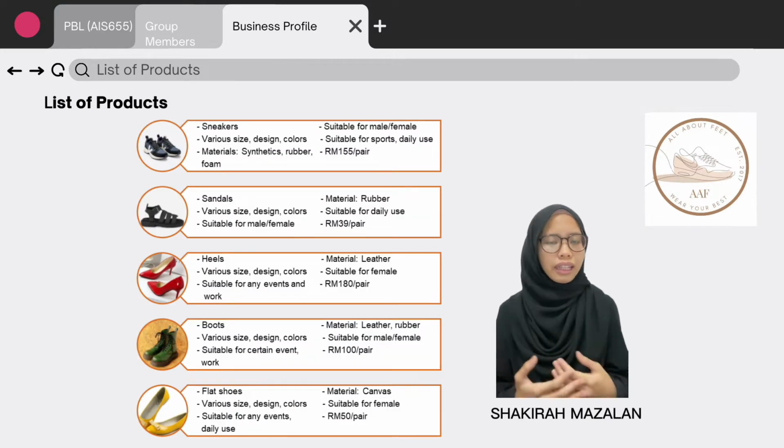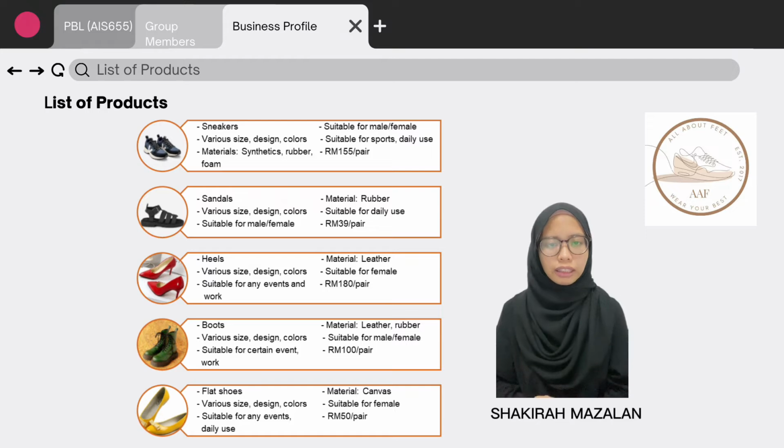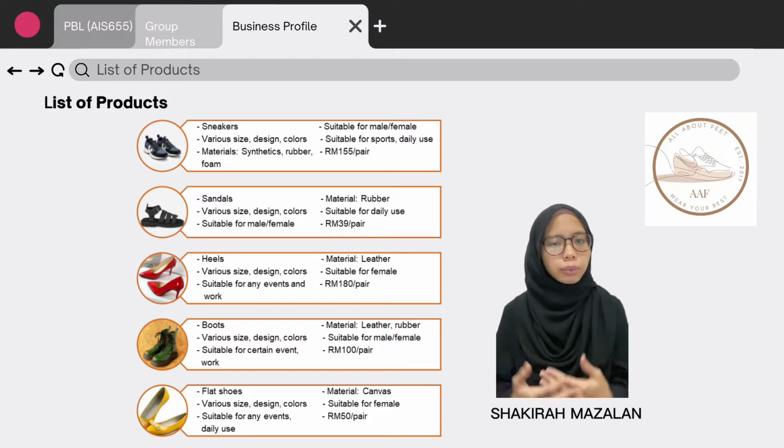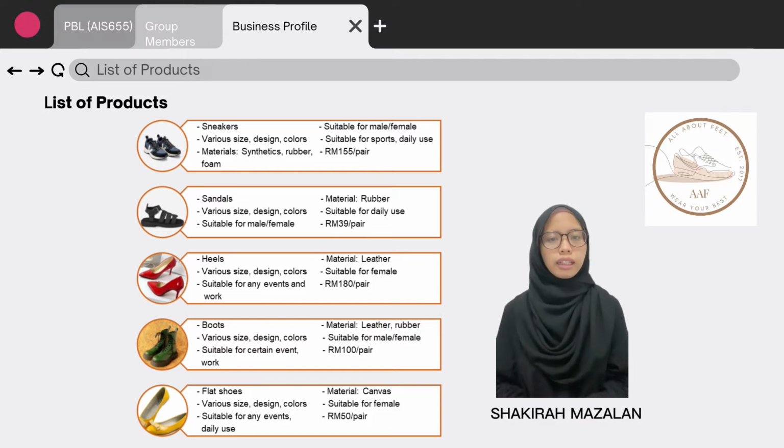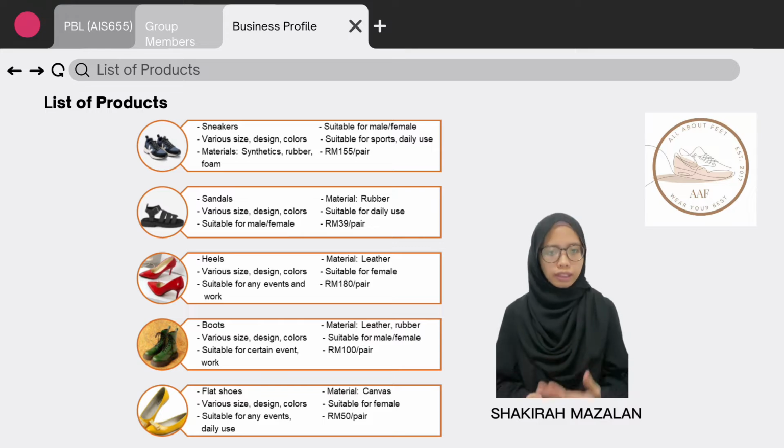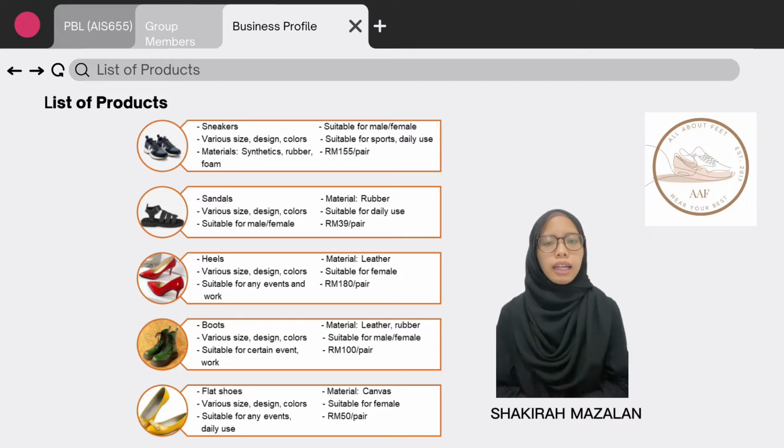So these are the details of our products: sneakers, sandals, boots, heels, and flat shoes. All the products are suitable for male and female, and you can see the details from the table. And let's move to the next presenter, Hanis Khairina, to start the dashboard presentation.